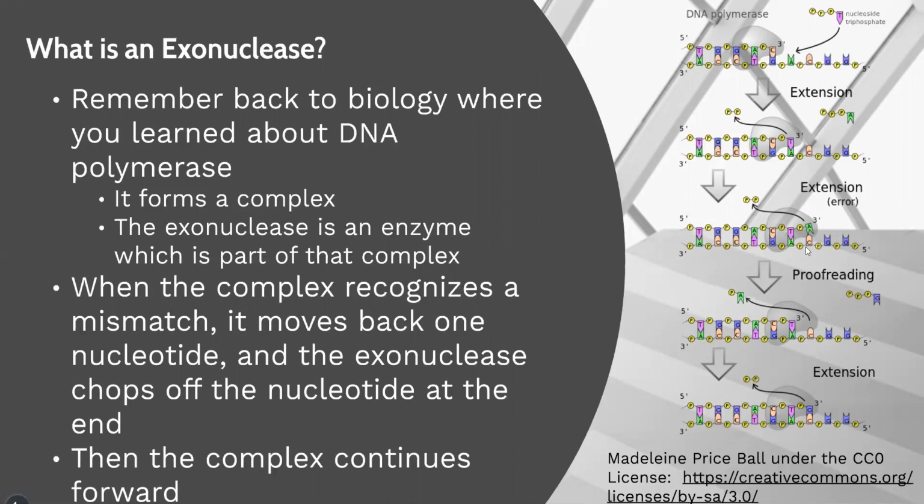We see a little picture here. Madeline Price Ball made this picture. I'm using it under the Creative Commons License. We see DNA polymerase coming in. We see extension. We see extension again, but we get an error. So it recognizes that error. We move back one. We get proofreading. The exonuclease excises it out, and then we extend some more. We keep going. And that's how these exonucleases work. I thought this was a nice picture.